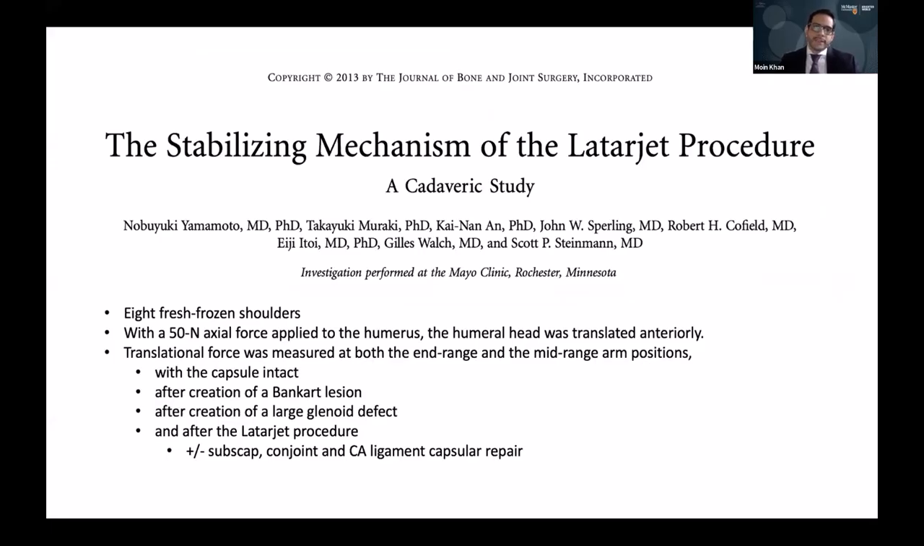How does this work? This is a cadaveric study of 8 fresh frozen shoulders. They applied a translational force of 50 newtons to the humerus, and they looked at various positions with the capsule intact, after the creation of a Bankart lesion, after the creation of a large glenoid defect, and then they performed the Latarjet procedure. They then subsequently sectioned the subscap, the conjoint tendon, and the CA ligament capsular repair to determine the individual contributions from all of these procedures.